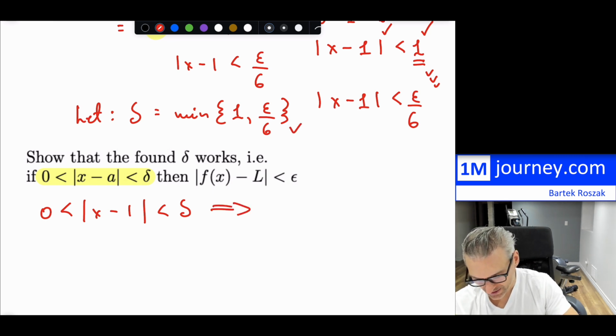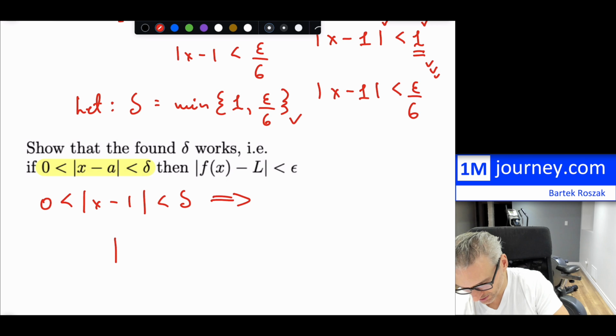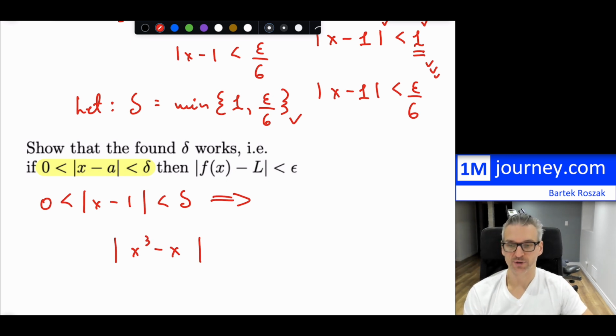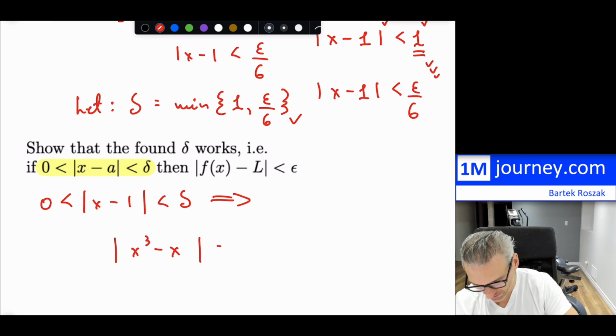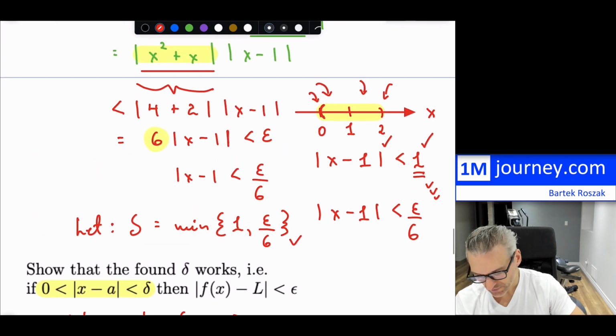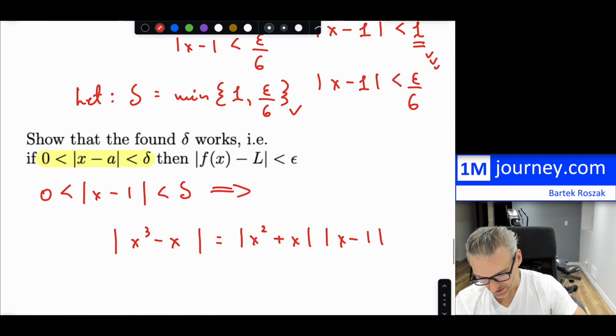Then what we know is that our function, x cubed minus x, minus the limit, which is just 0, is supposed to be less than epsilon, right? Well, what do we know? We know that this is equal to x squared plus x times x minus 1. That we've already done, so we're kind of going back in reverse. We know that this is true.